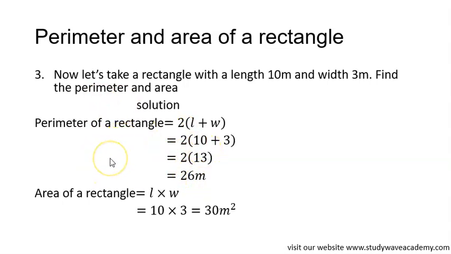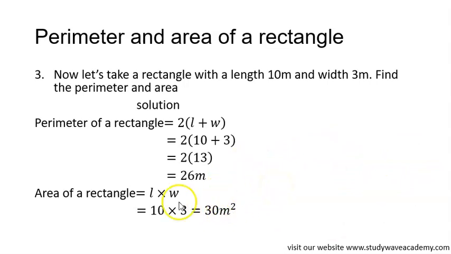Now to find the area, we use the formula. You remember the formula, L times W. L here is 10 and W is 3, so 10 times 3. 10 times 3 is going to give us what? 30 meters square. So a rectangle with a length of 10 meters and a width of 3 meters, the perimeter, the total distance of all the sides, is 26 meters. And the amount of space it occupies, the area of the rectangle, is 30 meters square.